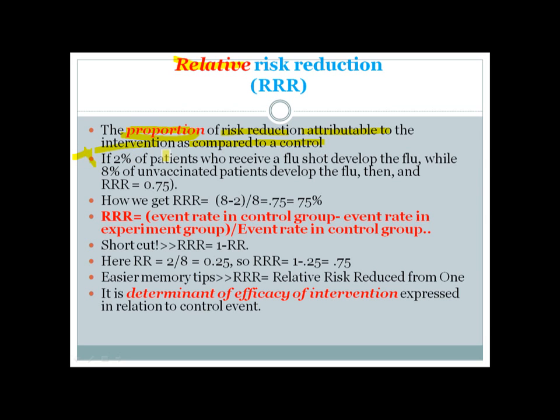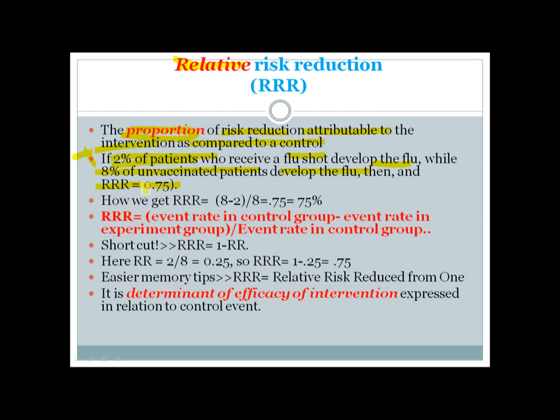Suppose 2% of the patients who receive a flu shot develop the flu. This is the intervention group. 2% of the intervention group develop the disease, the flu, while 8% of the unvaccinated patients, which is the control group, develop the flu. Then RRR is equal to 0.75.